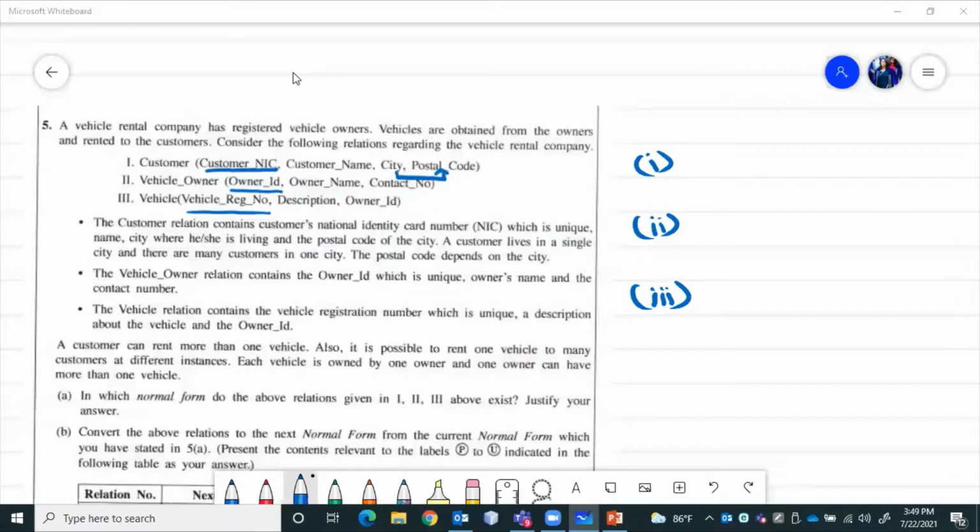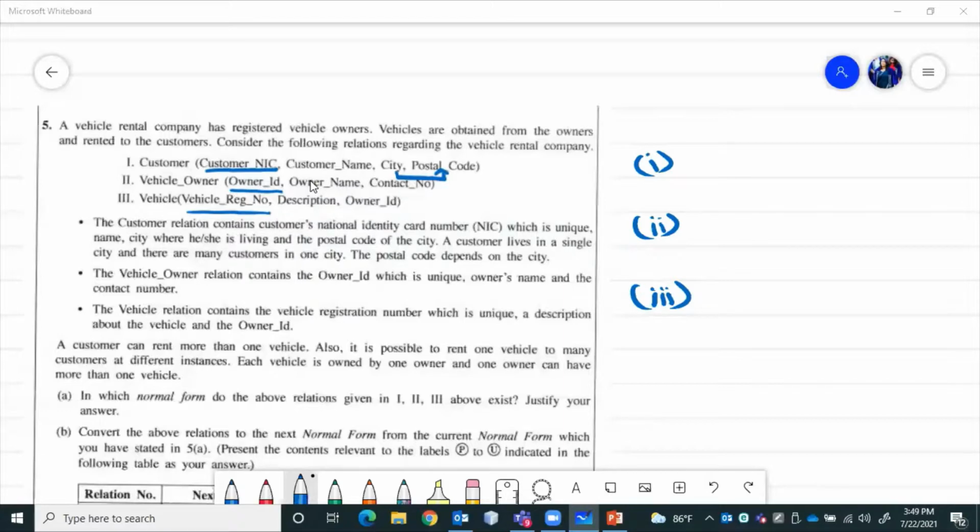First relation, the customer relation. What is the existing normal form? Yes, we got an answer. First normal form is not talking about any multi-value attributes. And here we don't have any partial dependencies. We have a transitive dependency, right?